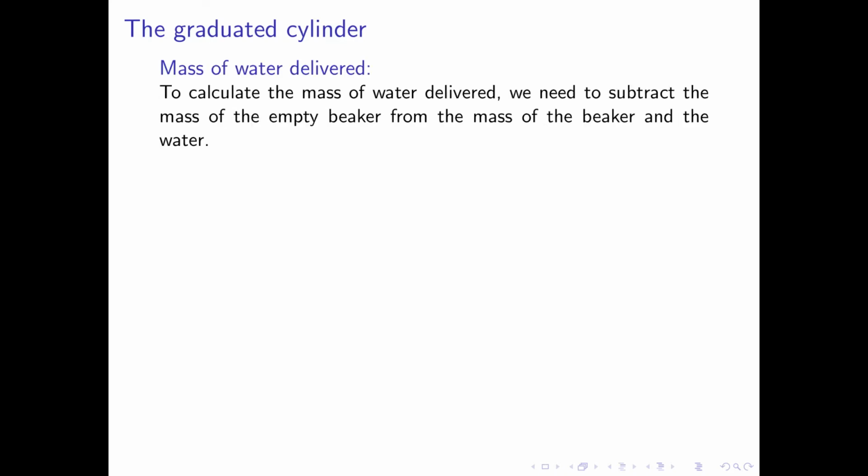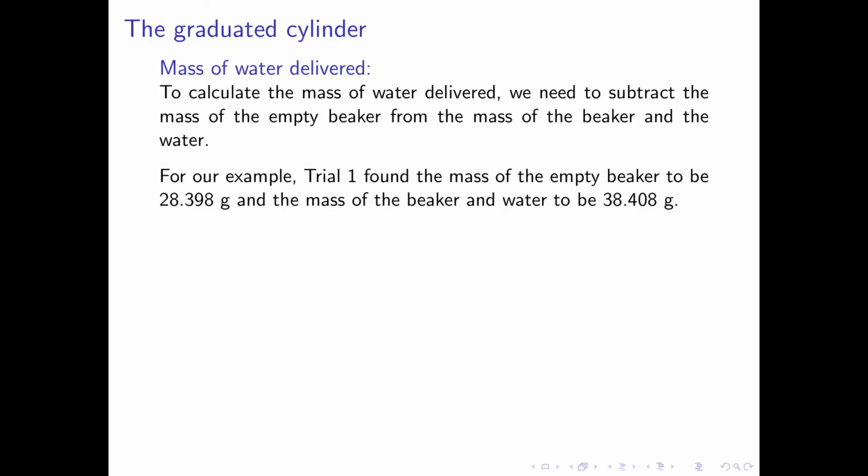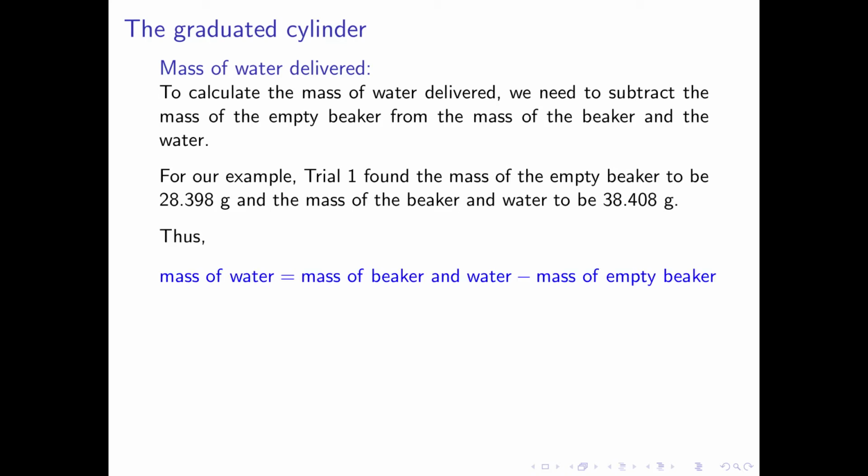As with the beaker, to calculate the mass of the water actually delivered, we need to subtract the mass of the empty beaker from the mass of the beaker and the water. For my data, trial 1 was found to have the mass of the empty beaker to be 28.398 grams, and the mass of the beaker with the water to be 38.408 grams. Therefore, the mass of the water, which again is equal to the mass of the beaker and water, minus the mass of the empty beaker, is 38.408 grams minus 28.398 grams, or 10.010 grams.